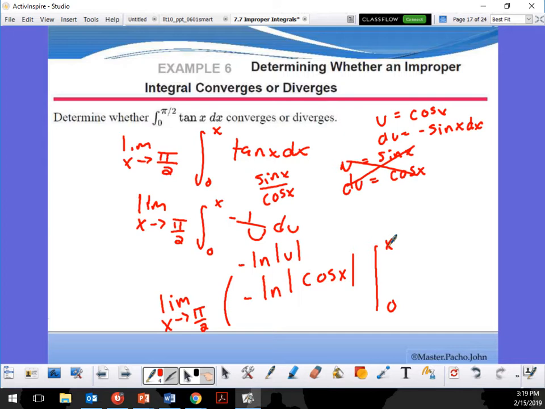So just take a moment. I'm gonna pause right here. Take a moment. Go ahead, plug your bounds in, and compute that limit for me to see if we have a convergent or a divergent integral.